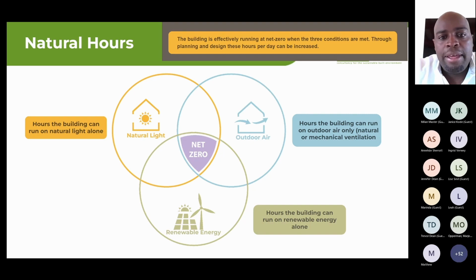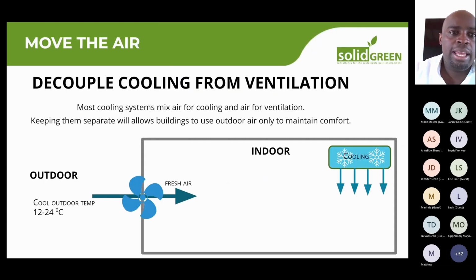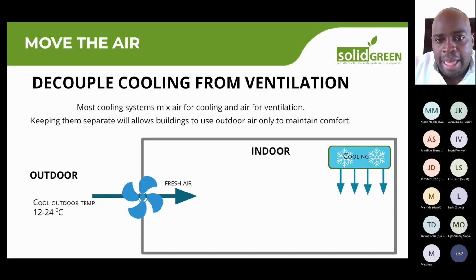So this is another real key step, and it really goes along with the idea of trying to align with nature. If we're trying to have buildings that are powered primarily by the sun, it means that they can't be inefficient in a manner that requires too much energy. And then the other concept is moving air.